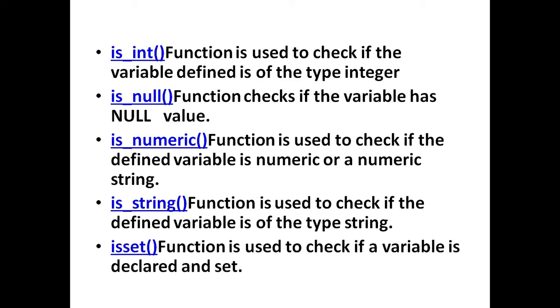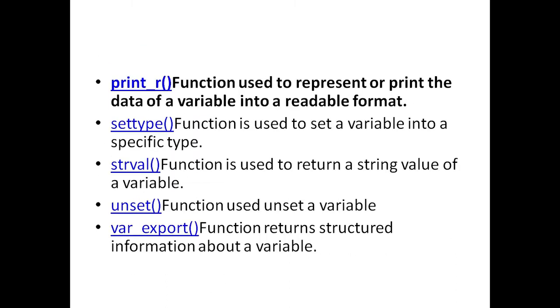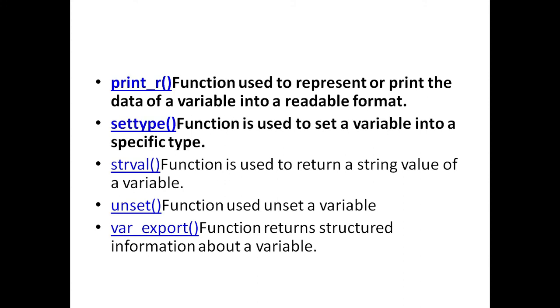The isset function is used to check if a variable is declared and set. The print_r function is used to represent or print the data of a variable in a readable format. The settype function is used to set a variable to a specific type.